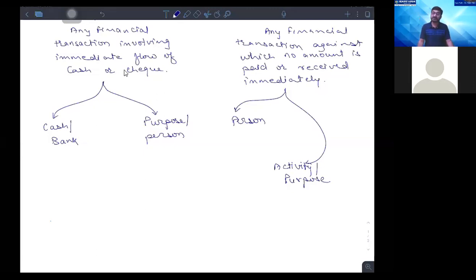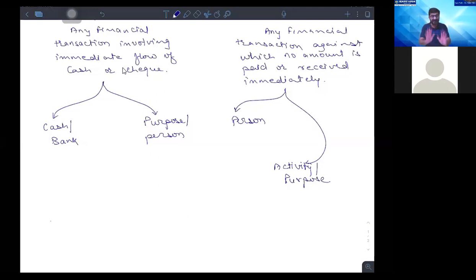जब ये कैश ट्रांजैक्शन हुआ तो, बट जब क्रेडिट ट्रांजैक्शन, सपोज मैं मेडिकल वाले के पास गया, उससे मैंने मेडिसिन ली और उसको कहा मैं पैसा बाद में दूंगा, तो उसको मेरे को याद रखना पड़ेगा और मुझे भी ये याद रखना पड़ेगा कि उस मेडिकल वाले को पैसा देना है। That's why in a cash transaction you'll always have the cash or bank on one side and person or purpose on the other side, whereas in the credit transaction you always have the person on one side and activity or purpose on the other side.